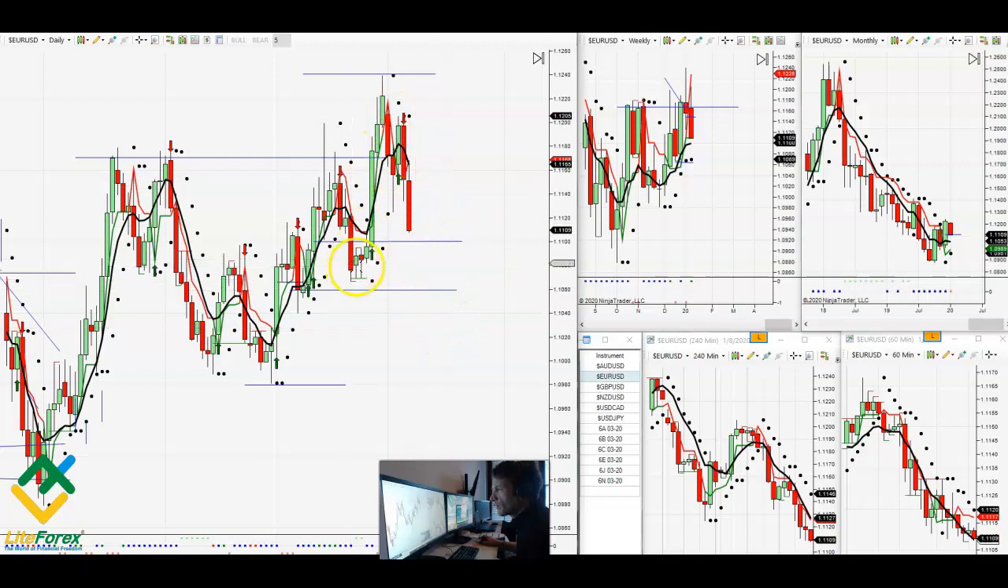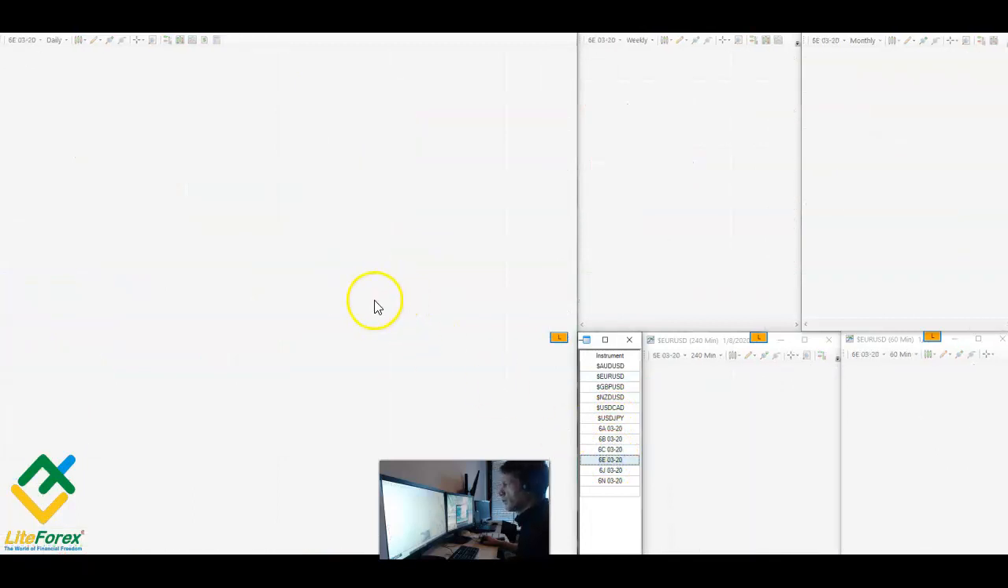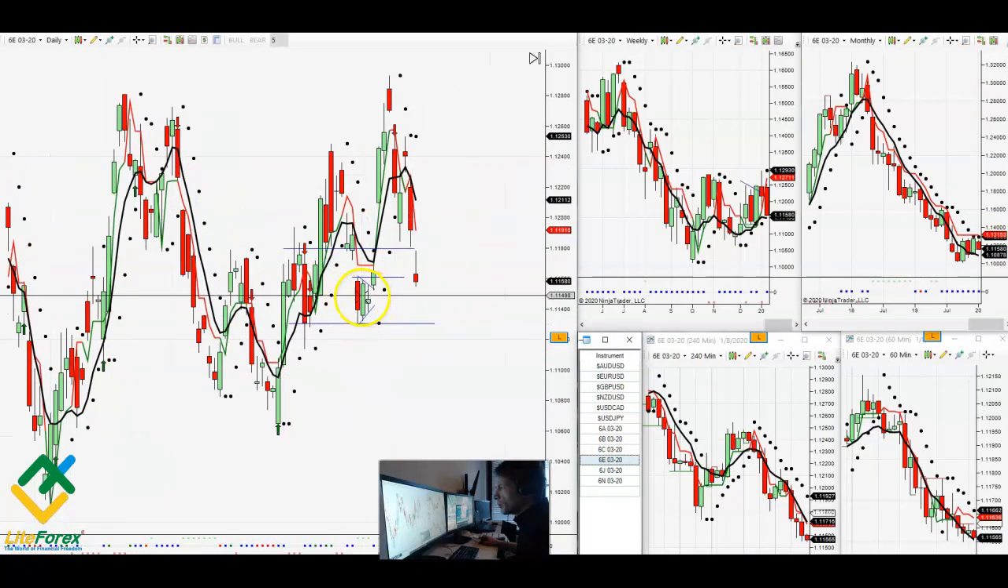We have other levels lower than this of support. We could talk about 1.1067 as well, and there was some support at 1.1069. But let's see if it can hold this support at 1.1100 first. Let's take a look at the Euro futures.